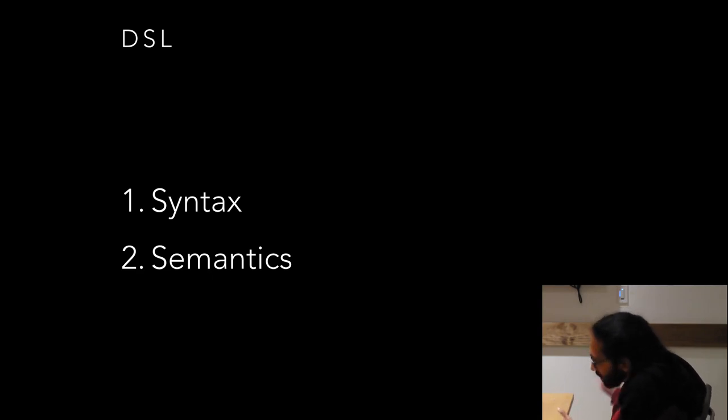Whenever you talk about DSLs, or whenever you talk about languages in general, you generally talk about these two things, which is syntax and semantics. Syntax is how the language looks on the surface. What are the symbols that you're using to designate various ideas in the language? So syntax is just purely a bunch of surface-level strings that are meaningless by themselves. And semantics is the interpretation of those symbols.